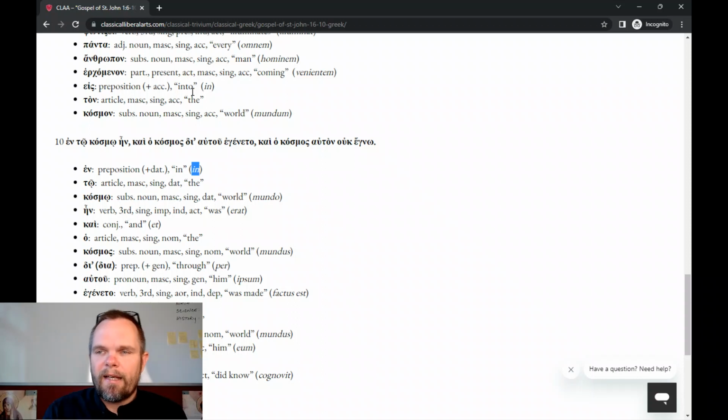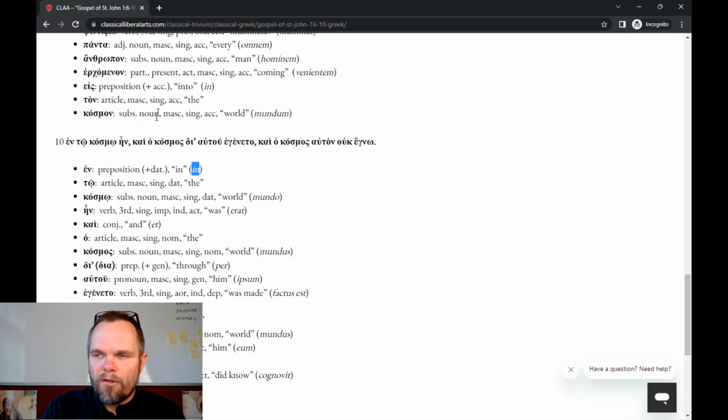So this phrase en to kosmo is the preposition en, which takes a dative case. So to kosmo is the dative case of that noun kosmos. So en to kosmo, in the world ein. We've seen this verb multiple times, ein, he was. In the world he was.